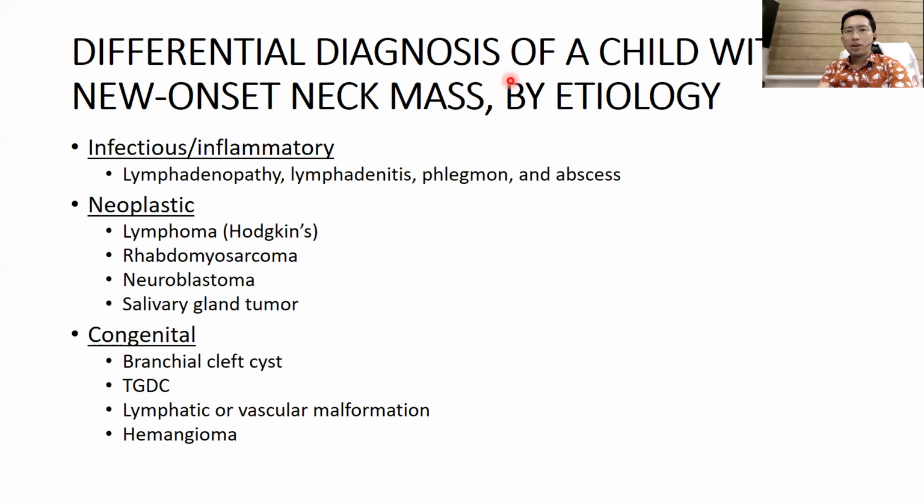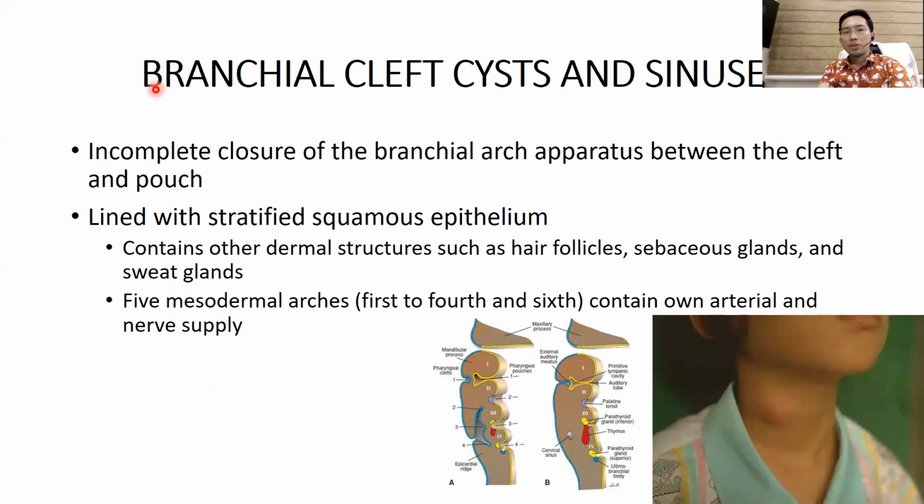And the differential diagnosis of a child with new onset neck masses by etiology: we have infectious or inflammatory, of which the most common is lymphadenopathy. For the neoplastic, the most common is lymphoma. It could be Hodgkin and non-Hodgkin's, but for pediatrics the most common is Hodgkin's. And the congenital neck masses: the branchial cleft cysts and sinuses.